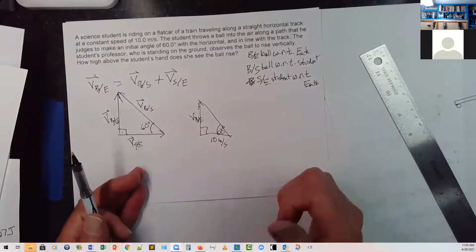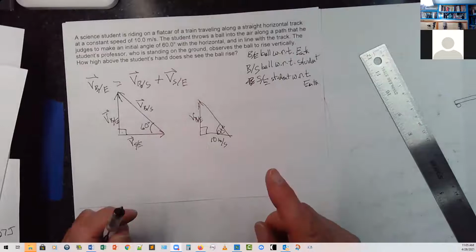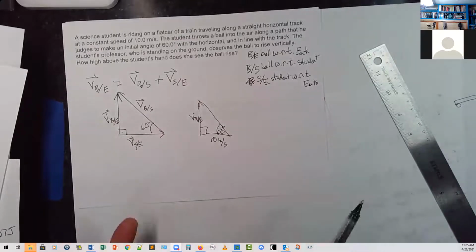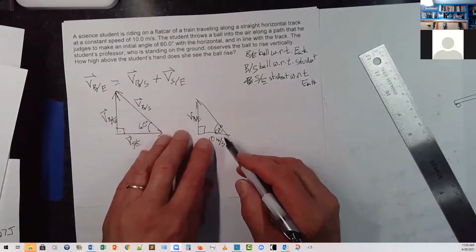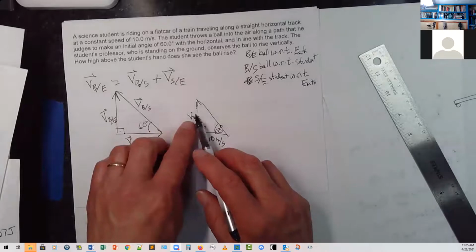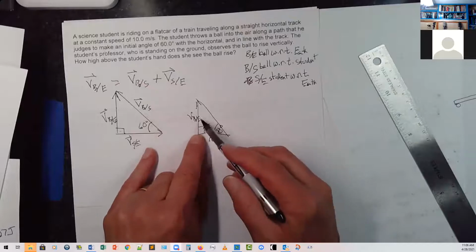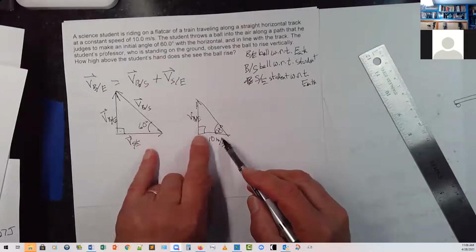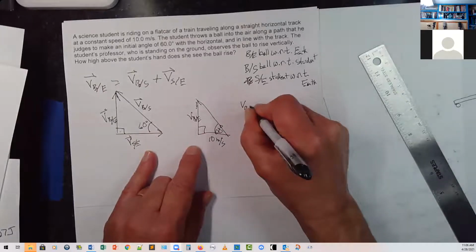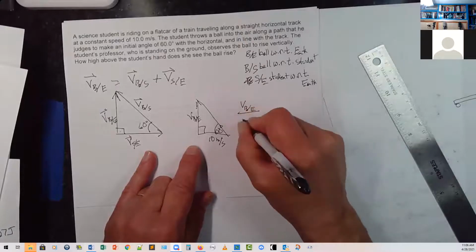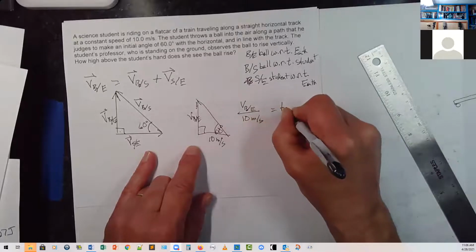A ball goes straight up with an initial velocity of whatever it is I'm going to figure out, and how high will it go? So that's the idea. Now, this is a trig function that we have not used yet. The velocity of the ball relative to the Earth divided by 10 meters per second, that's the opposite side divided by the adjacent side. We haven't used that yet, but it's the tangent.